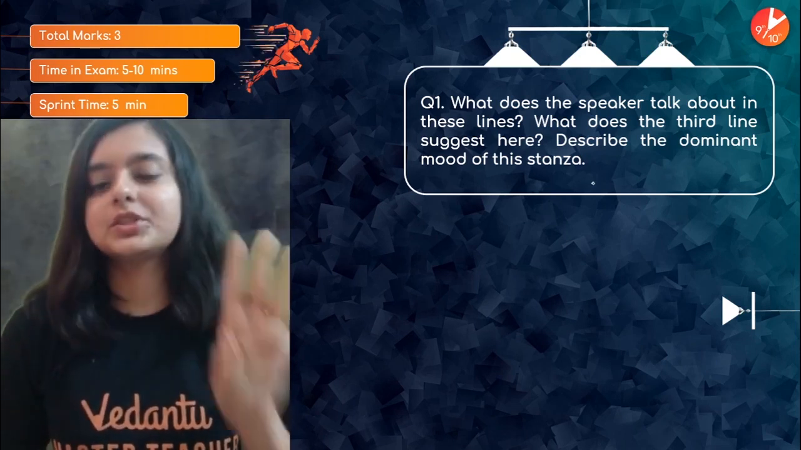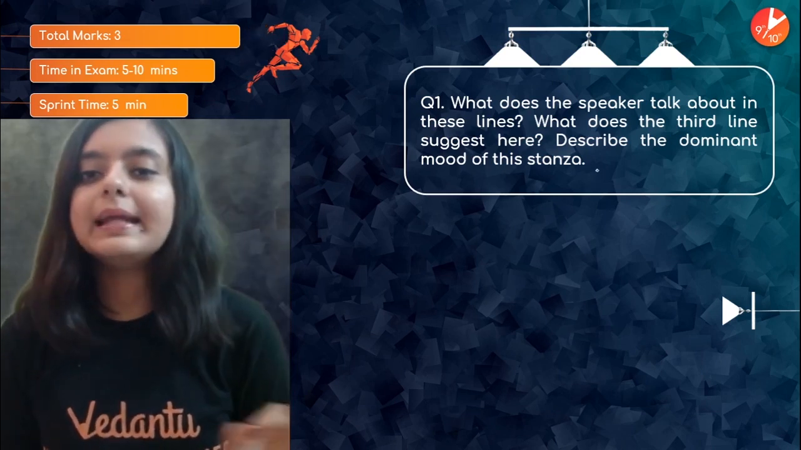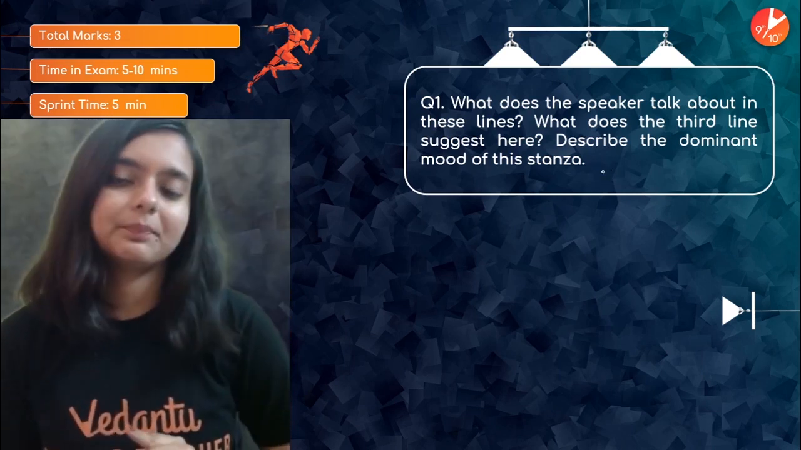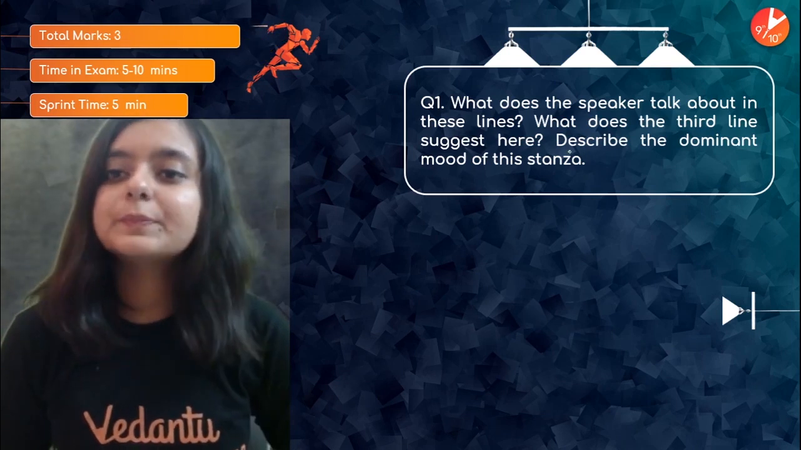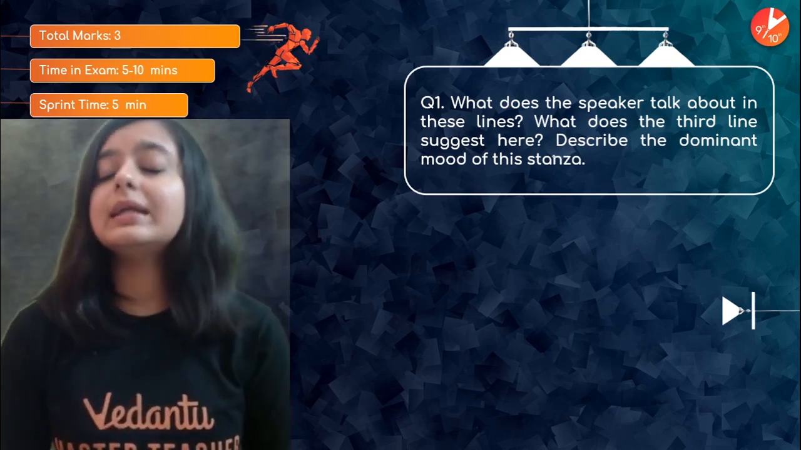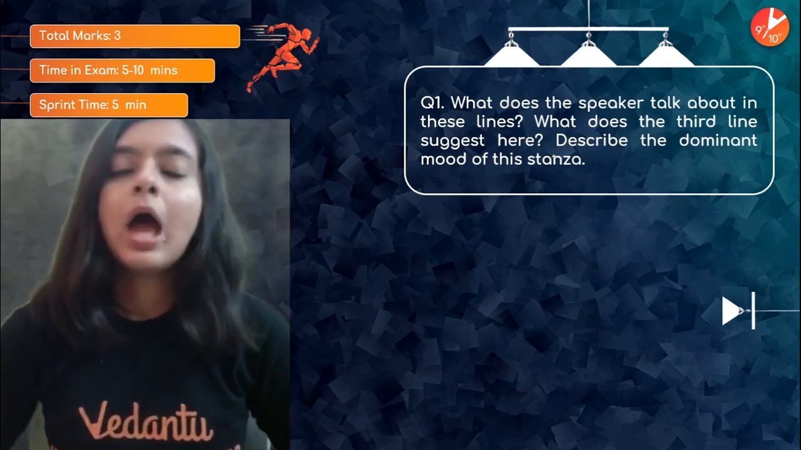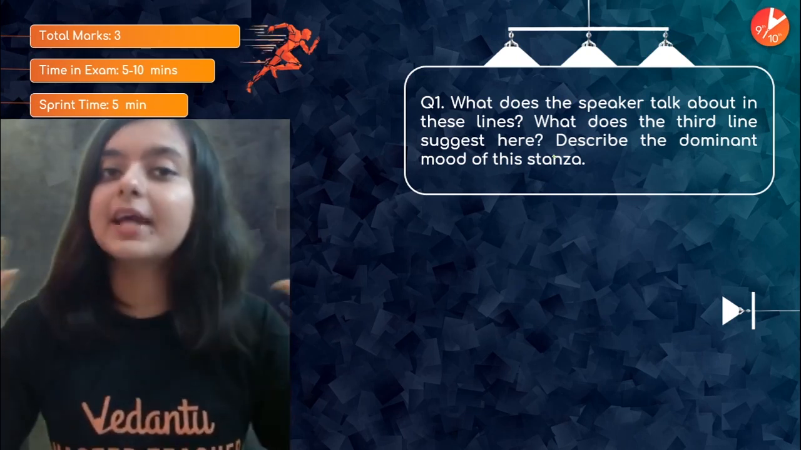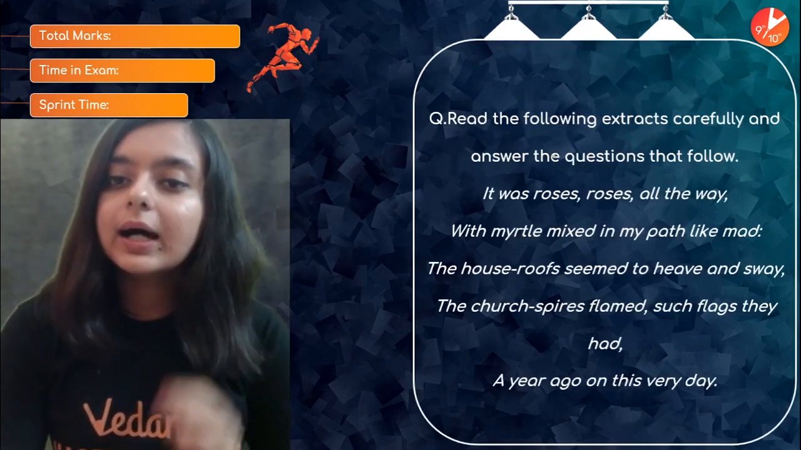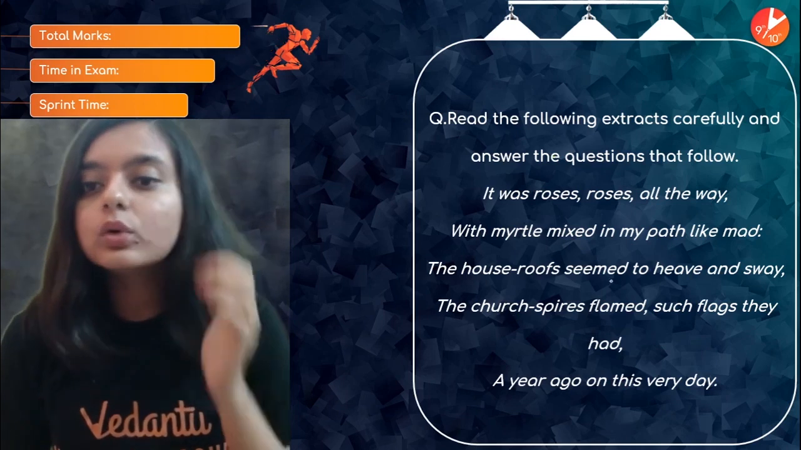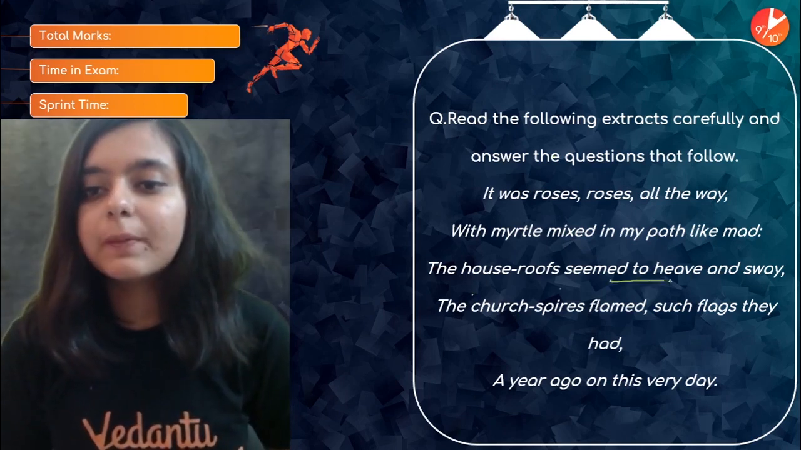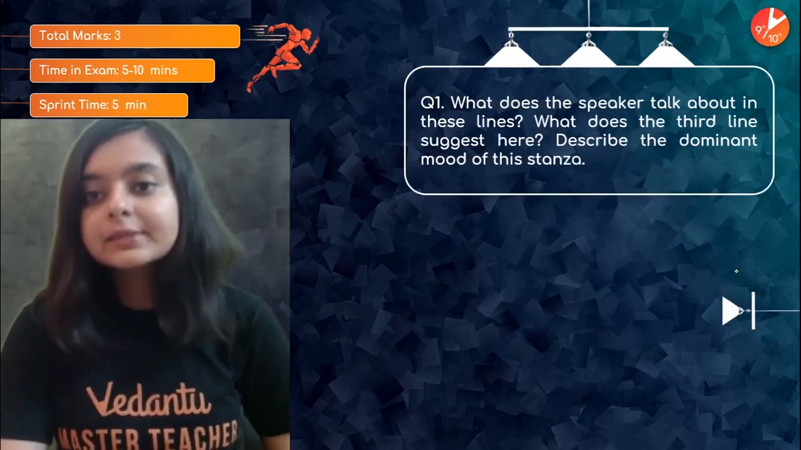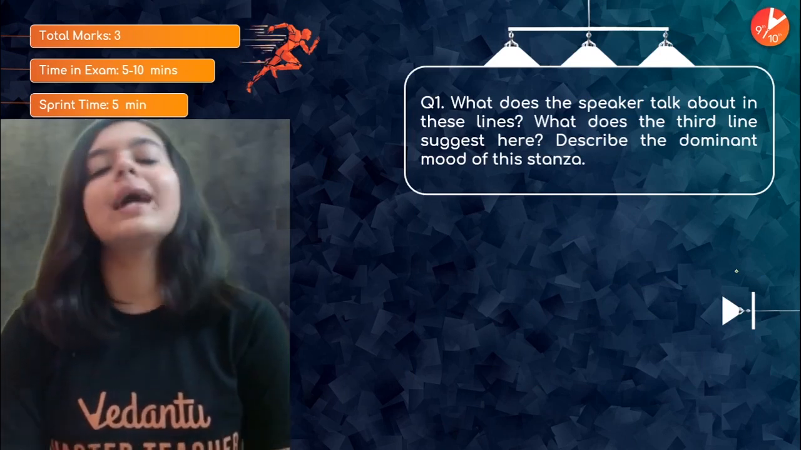So we have 3 questions here, so you can approximately distribute the marks 1 into 3. What does the speaker talk about in these lines? Definitely he's talking about the past, when he was hailed as the hero, right? And what does the third line suggest? "The house roof seemed to heave and sway." That means you have to explain this particular line and the dominant mood of this stanza.